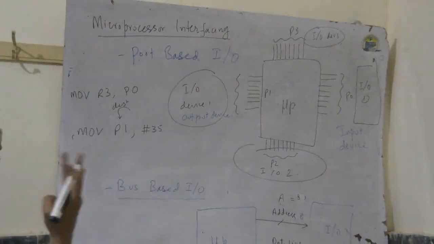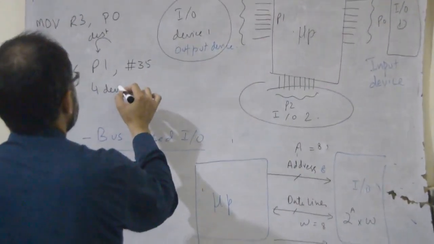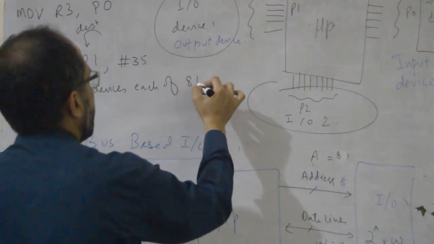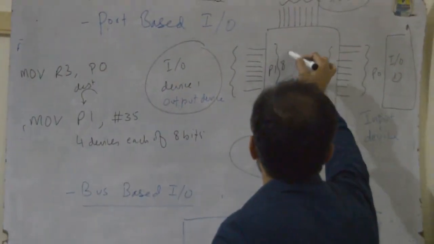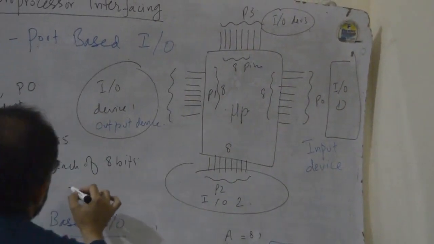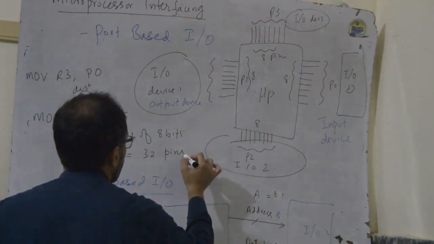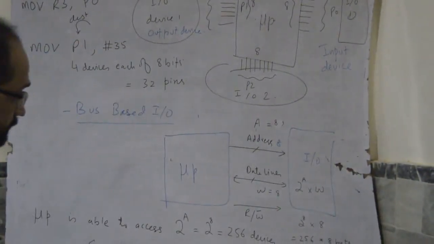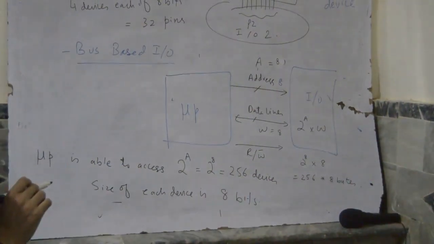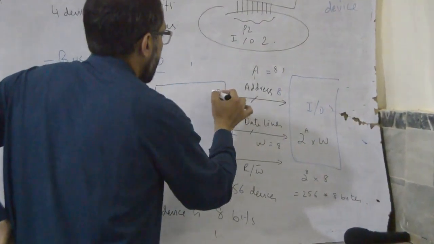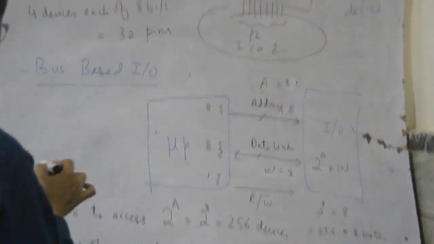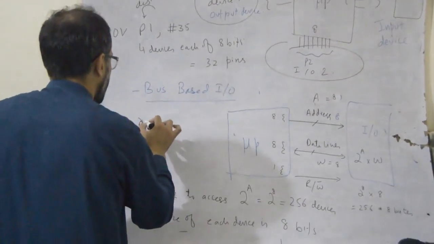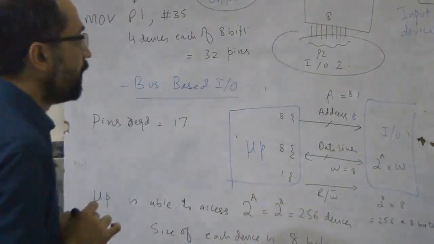So now in this example, in port-based IO, if we want to interface 4 devices, each of 8 bits, how many pins do we require? 8 pins each, so the total number of pins required will be 32 pins. While in bus-based IO, we can interface 256 devices, and the number of pins required will be 8 plus 8 is equal to 16, plus 1. So the total number of pins required is 17.